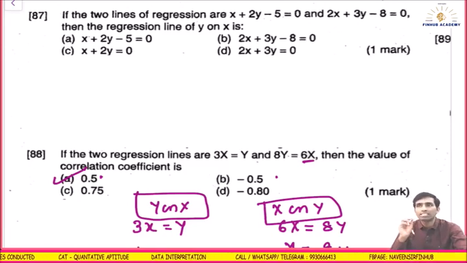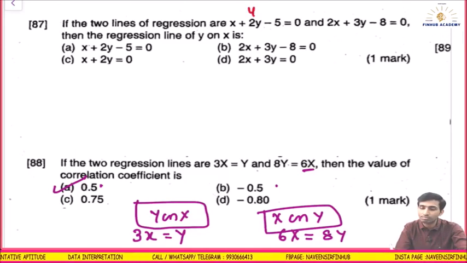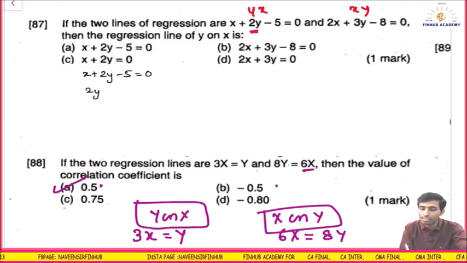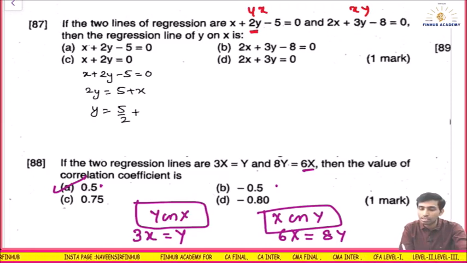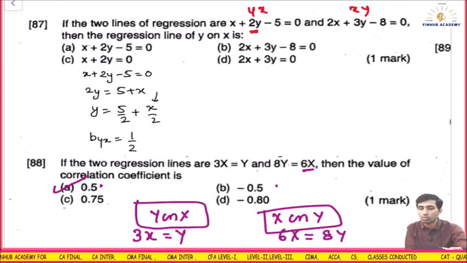So how do you find it? Let us make it simple. Let us assume that this is b of y on x, and this is x on y. In short, I'll have to take y on one side, so x plus 2y minus 5 equals 0. So 2y equals 5 plus x, y equals 5 upon 2 plus x upon 2. Understood? What is b_yx? It is nothing but the coefficient of x. What is the coefficient of x here? 1 by 2.